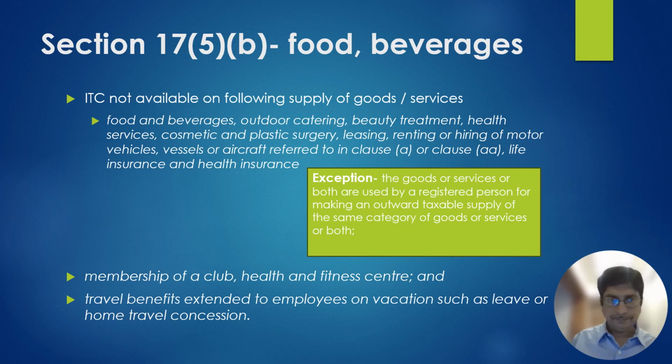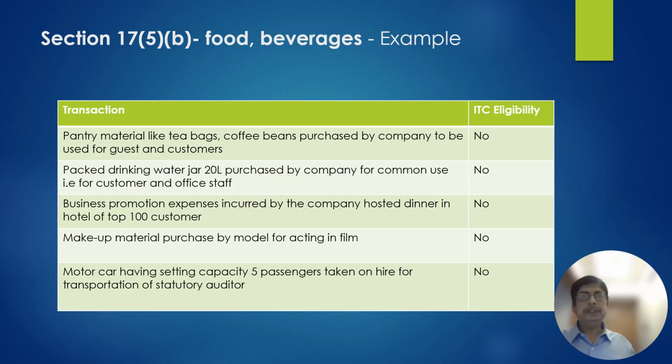That is this clause. Then the next item is membership of a club, health, fitness, that is gym. Travel benefit to the employees who are on vacation. GST credit is not available. Let's understand this clause with the help of some examples.